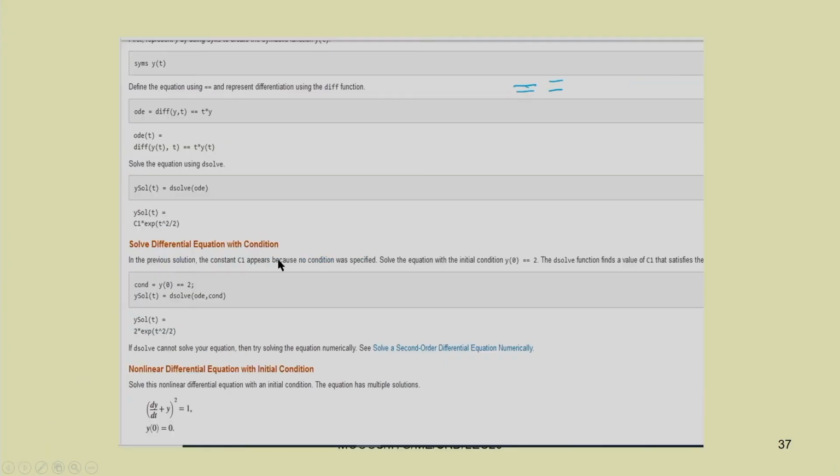For example, let the initial condition be y(0) equal to 2. You write the condition as y(0) equal to 2, then y solve T equal to dsolve with the ODE and condition. So it will solve, and in that case you will get 2 e to the power T square by 2.